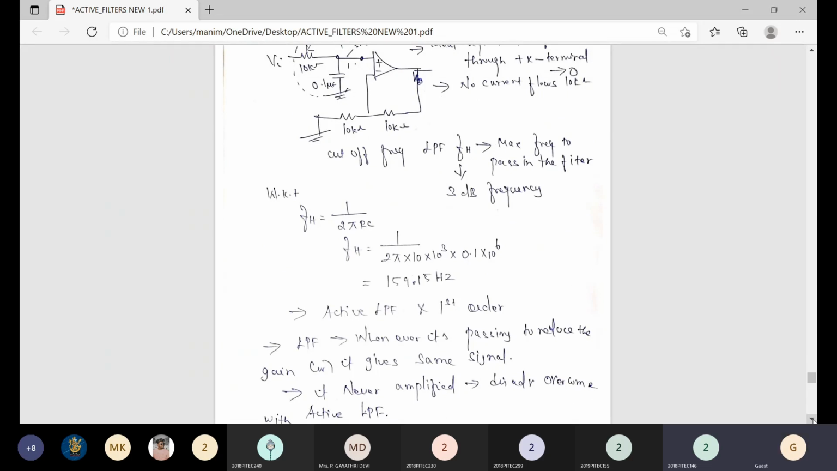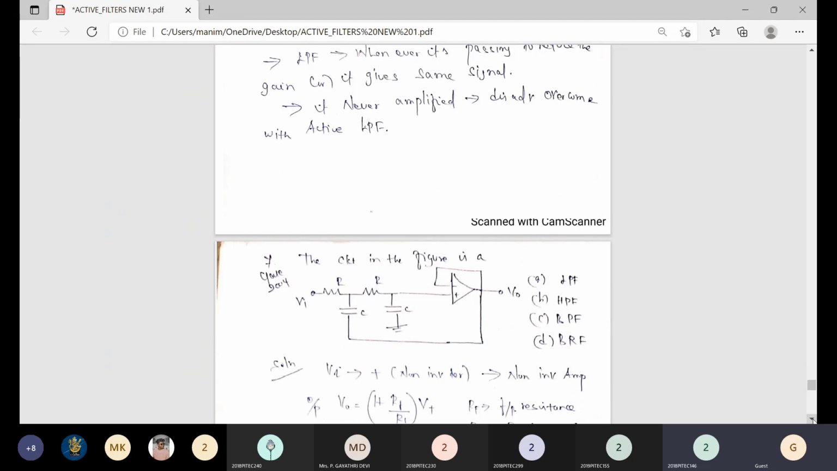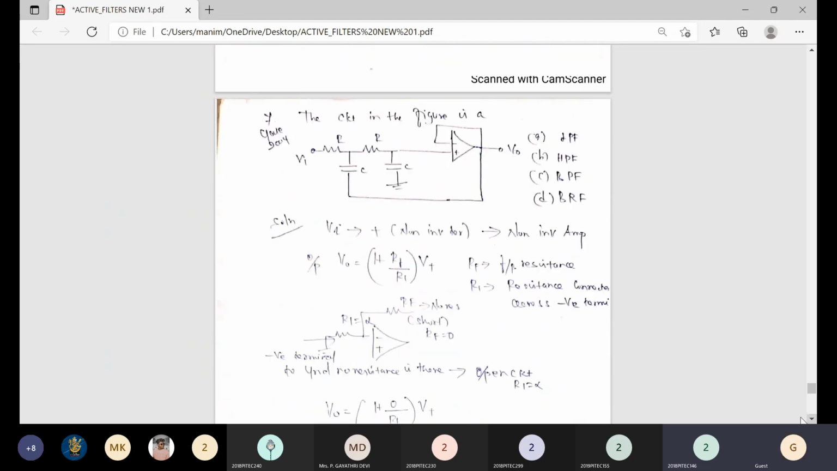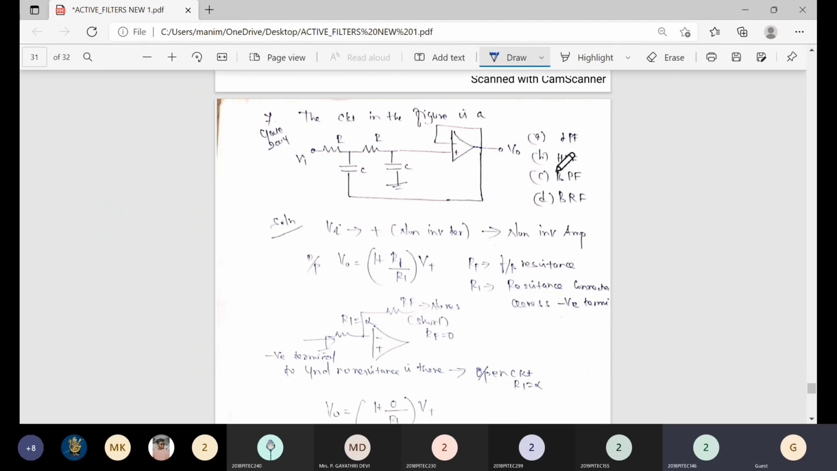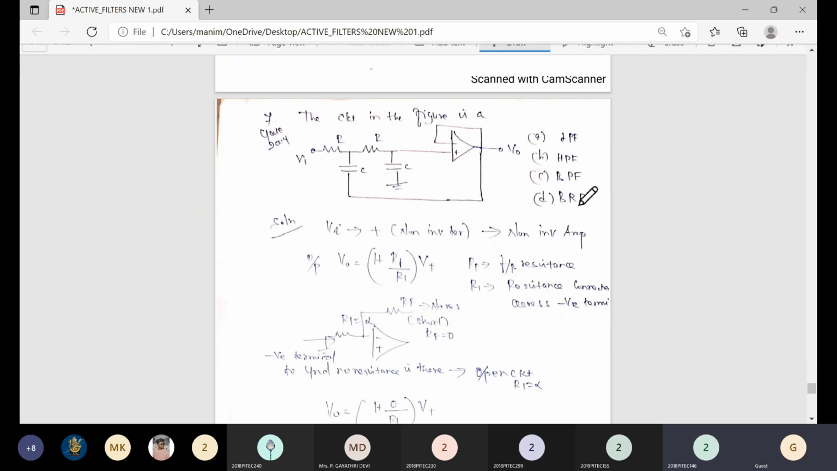The next question is a circuit. They give one circuit and ask you to identify the filter: low pass, high pass, band pass or band reject filter. Or they give the cutoff frequency and ask for the component values, either the resistance or capacitance. Or they give the RC values and ask for the cutoff frequency. Similar problems are asked in GATE.